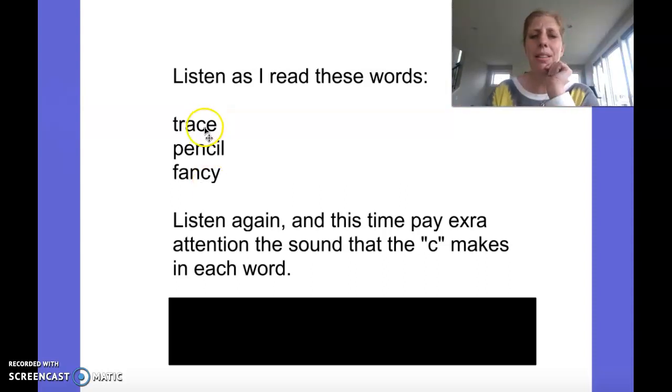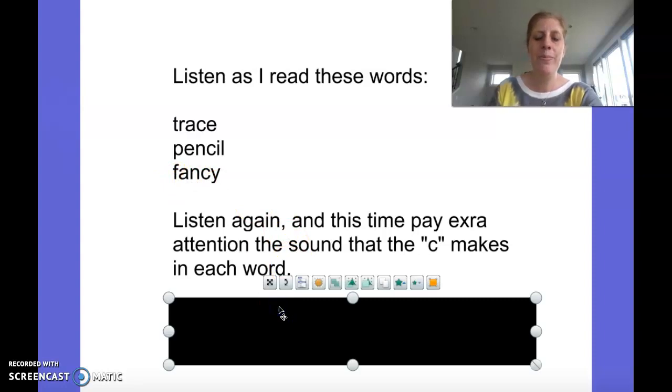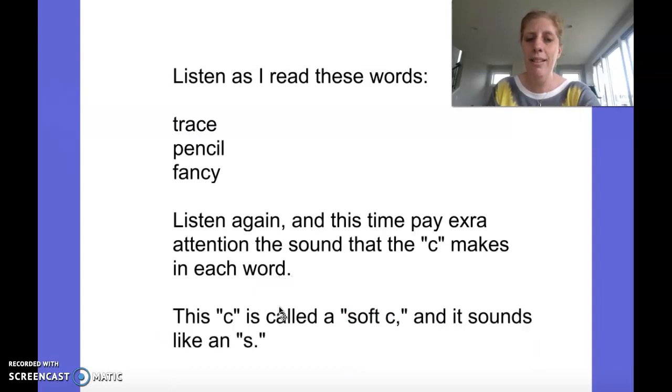What did you notice about these C's? What sounds do they make? Trace, pencil, fancy. I wish I could call on one of you. I know you know it. This C is called a soft C, and it sounds like an S. Were you all saying that out loud? You were probably shouting at your computer screens.